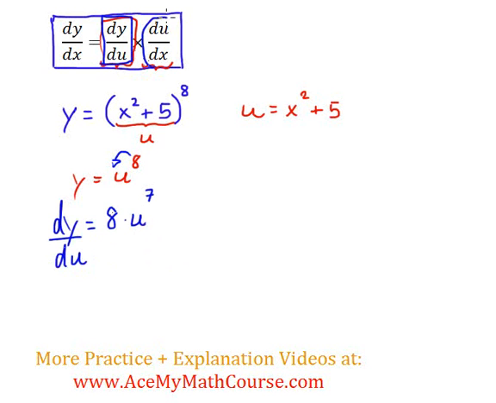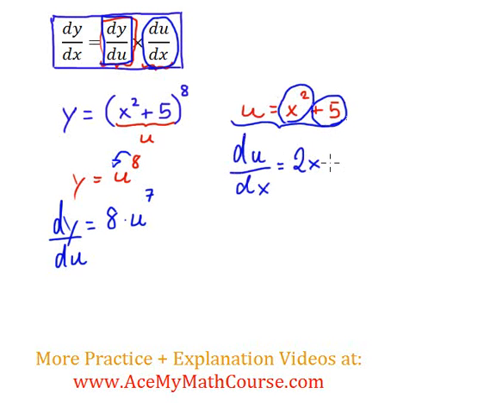And I need this second part, du over dx. And how can I find that? Well, then I can take the u and take the derivative of it with respect to x. So du over dx will be equal to, now what is the derivative of x squared? It's just 2x, right? And the derivative of a constant is just 0, so I don't need to do anything there. Great, so look at this. Now we have dy over du and du over dx.